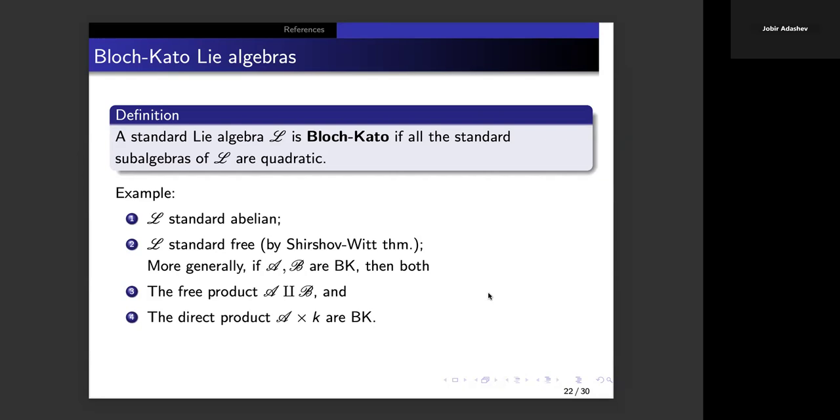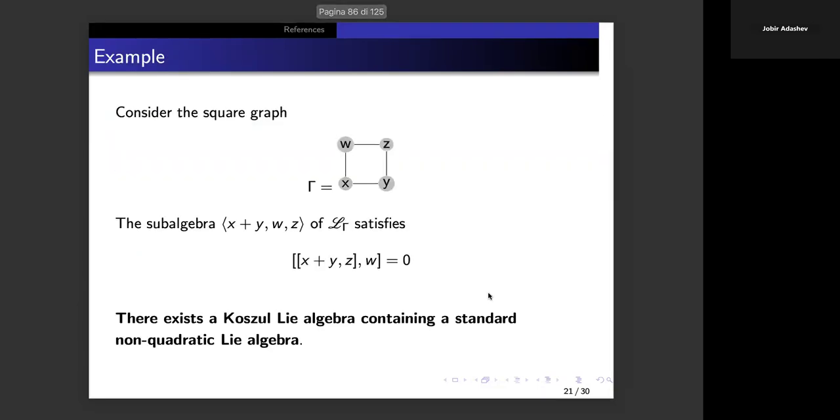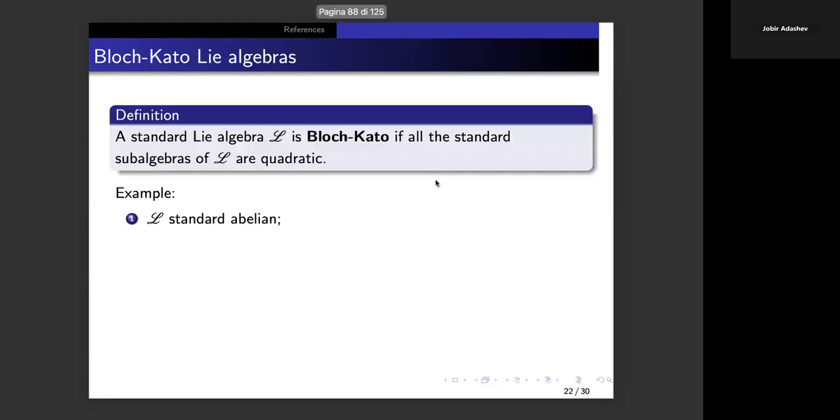As a counterexample, if A and B are not abelian Lie algebras, then their direct product is not a bloccato Lie algebra. And one example of this is precisely the right-angled Artin Lie algebra of the square, which is precisely the direct sum of two free non-abelian Lie algebras.